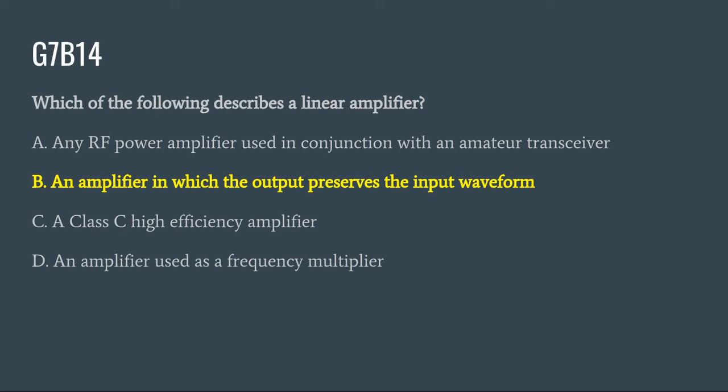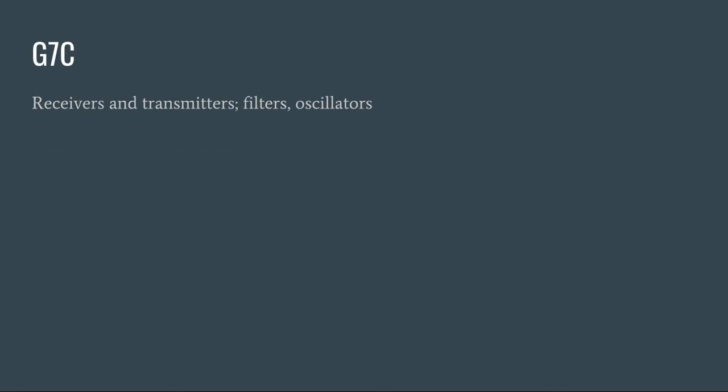B. An amplifier in which the output preserves the input waveform is the correct answer. Next up, G7C, covering receivers and transmitters, filters and oscillators.